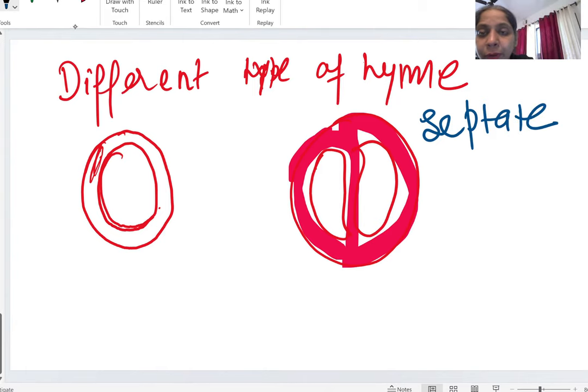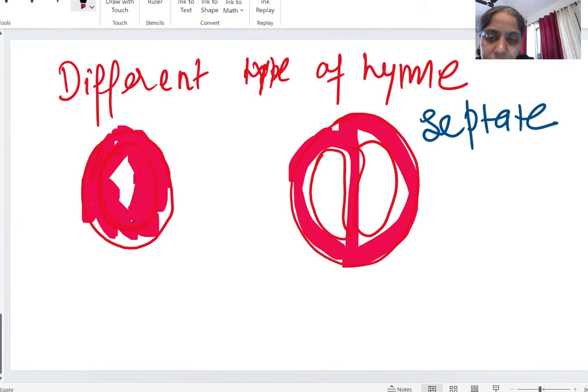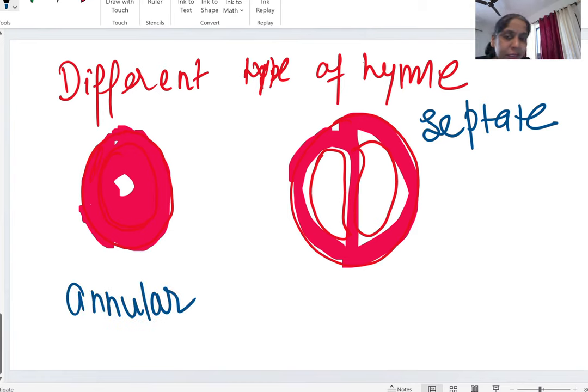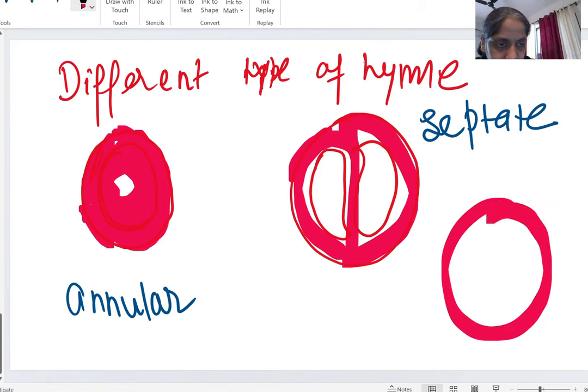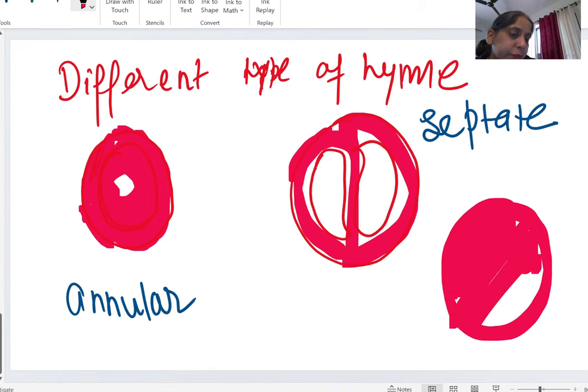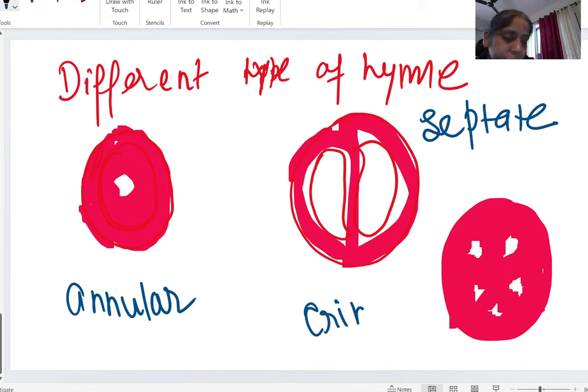If it does not get perforated and is covered like this, and only a small ring is there, then this is annular. And if the hymen is completely closed, everything closed and not canalized, this is imperforate hymen. If small openings are present in the hymen like this, then this is cribriform. These are the main types of hymen.